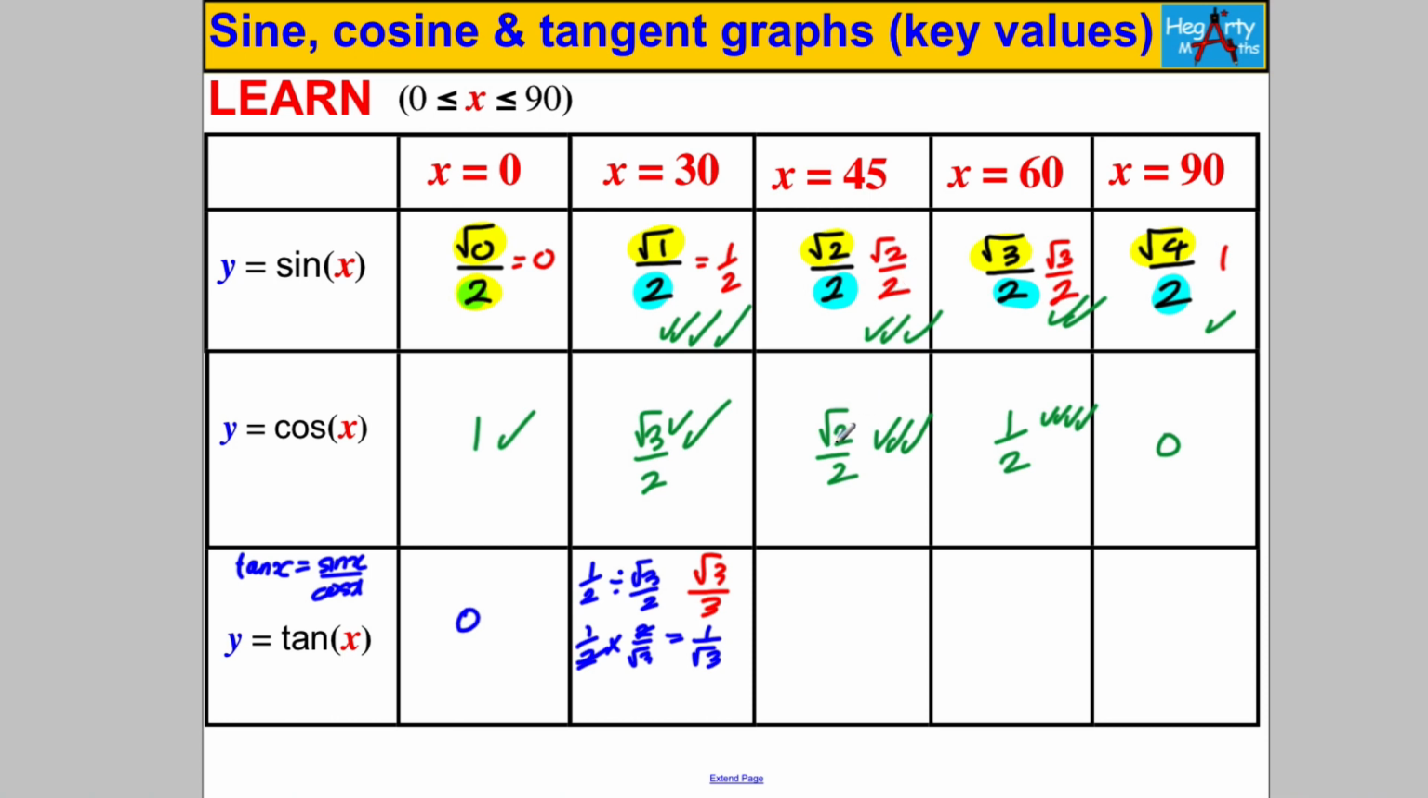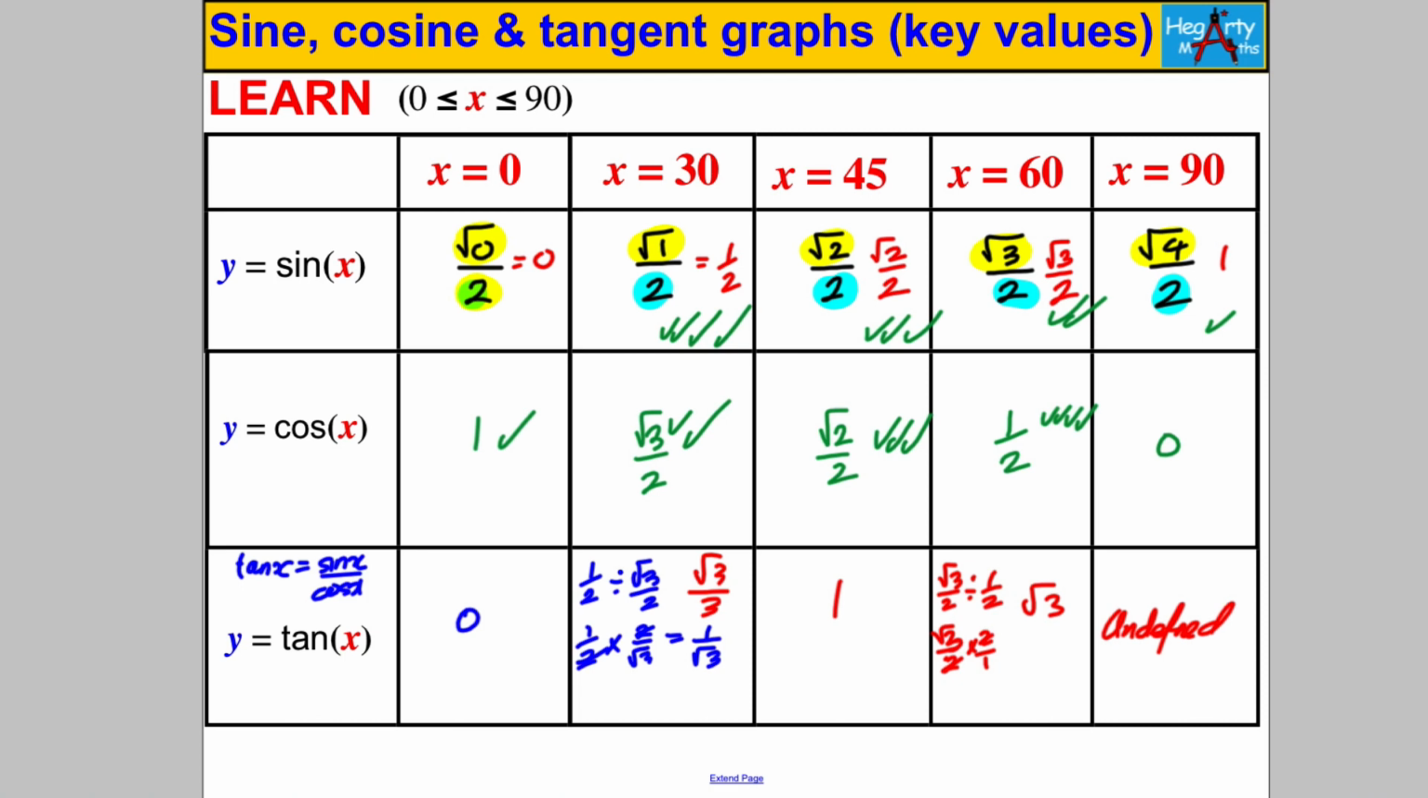What's root 2 over 2 divided by root 2 over 2? It's clearly 1. What's root 3 over 2 divided by a half? Let's write that down. Root 3 over 2 divided by a half is like root 3 over 2 times 2 over 1. The 2s cancel. It's going to be root 3 this time. And what's 1 divided by 0? Anything divided by 0 is undefined. And that is a way how you remember them.